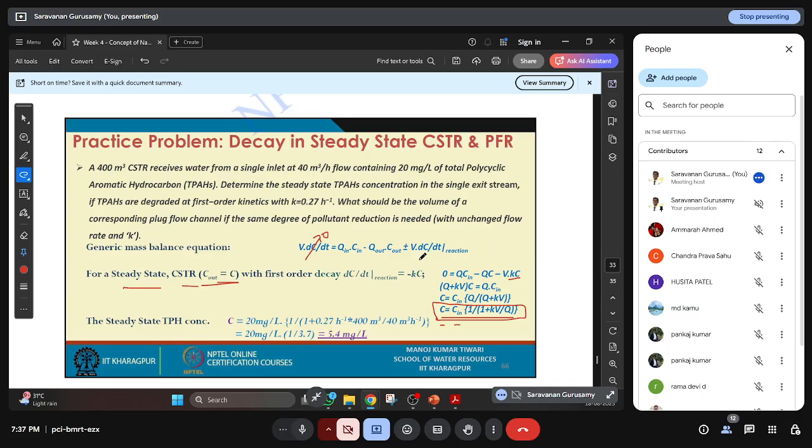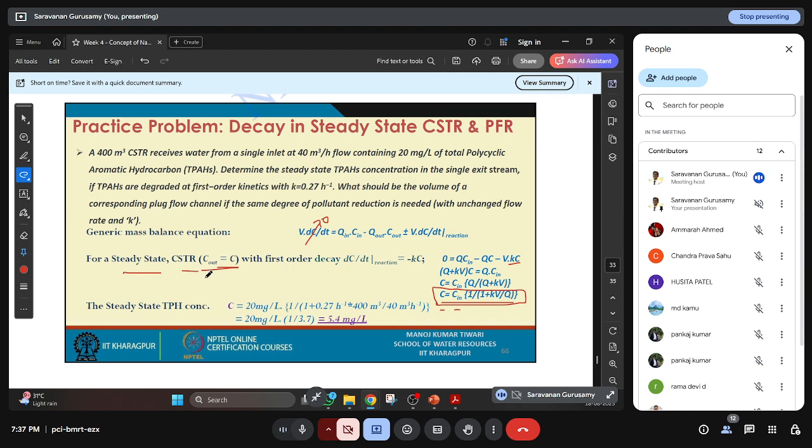Let me continue. So here the condition is a completely stirred tank reactor, steady state, so C out will be considered as C. The final equation is C equals C in into 1 by 1 plus kV by Q. What are the given values? K is given, volume is given, Q is given, so I can find the C value. C is 5.4. If I treat with the completely stirred tank with this volume, I can get a concentration of 5.4 milligram per liter.